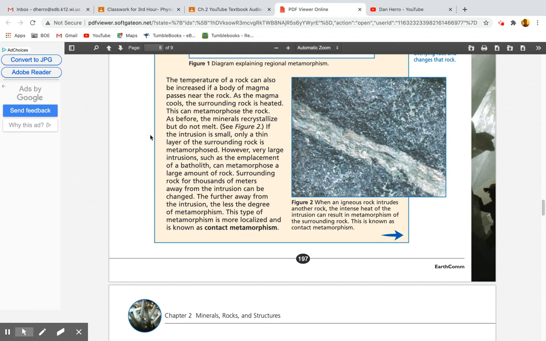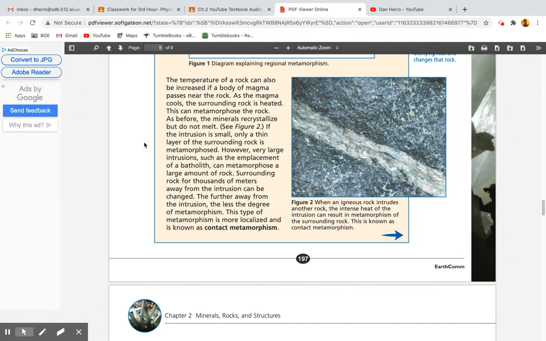As before, the minerals recrystallize but do not melt, as shown in figure 2, which shows that when an igneous rock intrudes another rock, the intense heat of the intrusion can result in the metamorphism of the surrounding rock. This is known as contact metamorphism. So here's an example of contact metamorphism. If the intrusion is small, only a thin layer of the surrounding rock is metamorphosed.